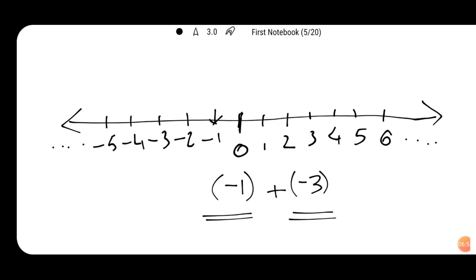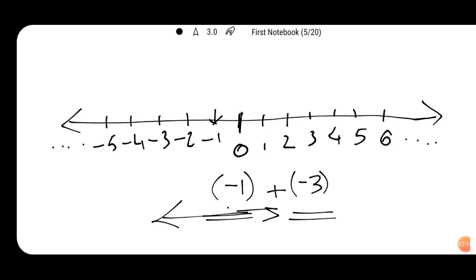Again, how many jumps do we want to do? Its number is 3, so 3 jumps. But what is the sign of 3? Negative. I told you before, when we are adding a positive integer, we will move towards the right of that number. If we are adding a negative integer, we will move towards the left of that number.